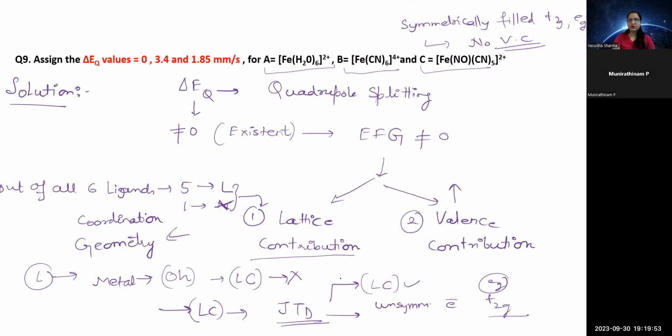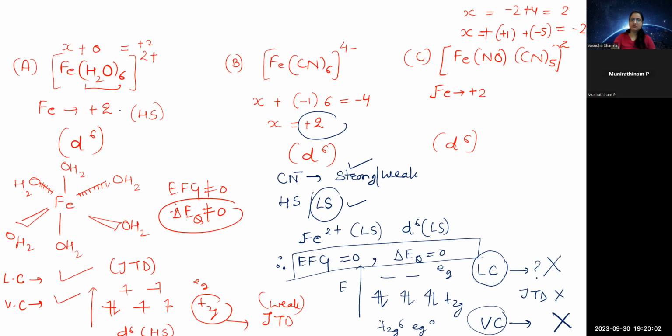So out of the three options, we have found that this 0 value exists for option B. Is it clear? Yes. Now we'll see the third complex. I'll draw it on the second page.